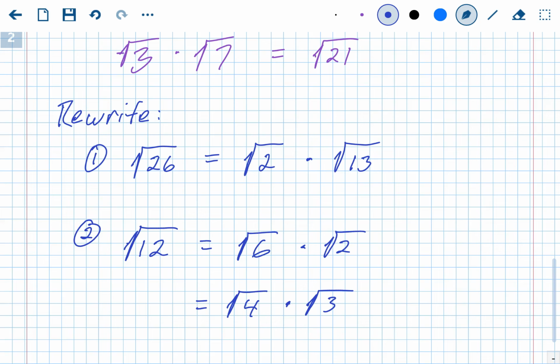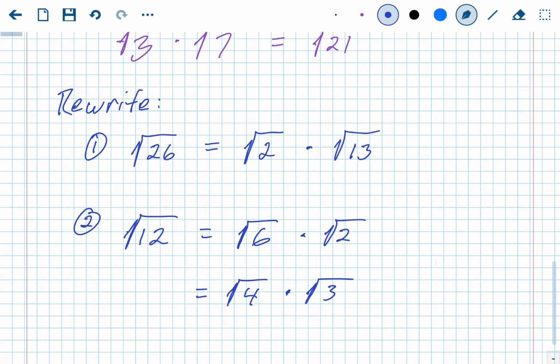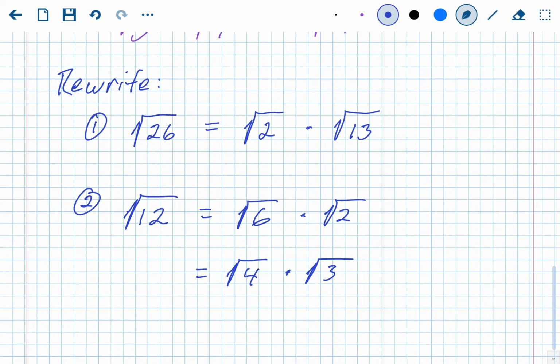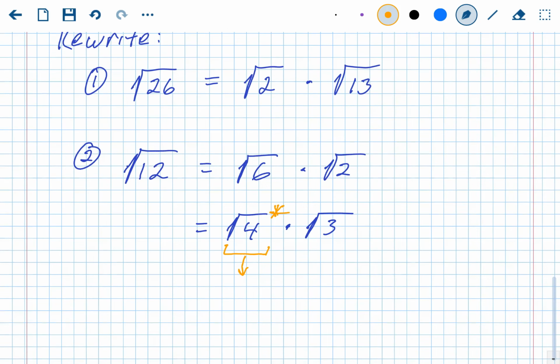Okay. So you can break these down into smaller numbers. Now this first one, the 6 and the 2, doesn't really help us much. But if you notice the square root of 4 times the square root of 3, the square root of 4 is a perfect square. So the square root of 4 is actually a number. Okay, the square root of 4 can be simplified. Square root of 4 is just 2. So instead of the square root of 4 times the square root of 3, we could rewrite that as 2 times the square root of 3. And that is simplest form for this radical.